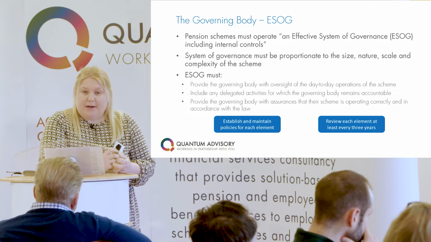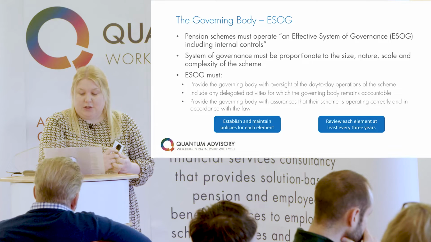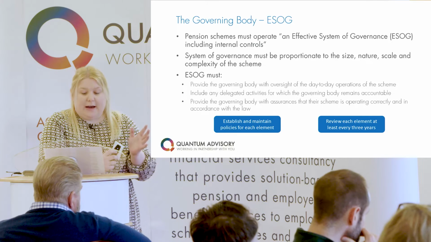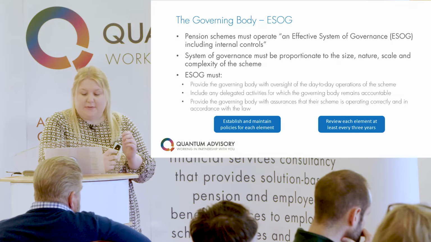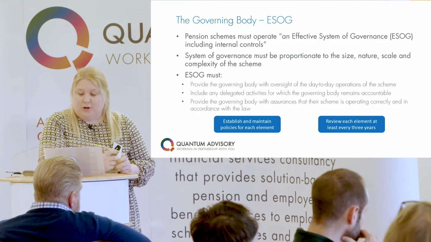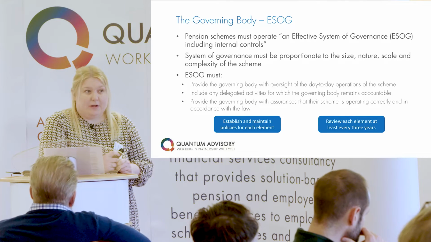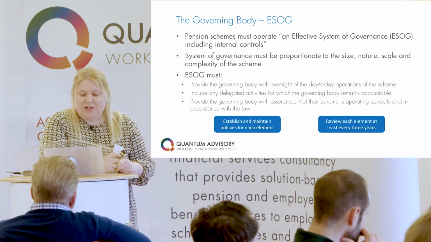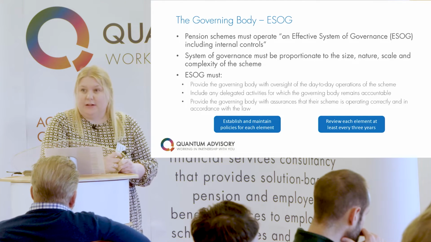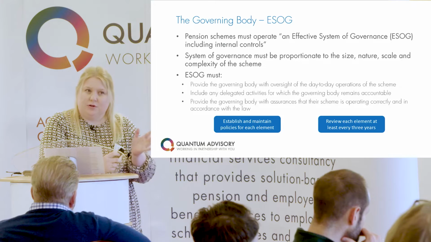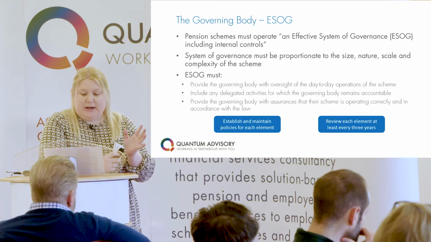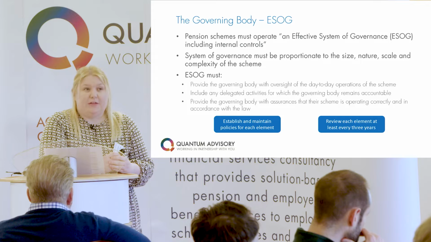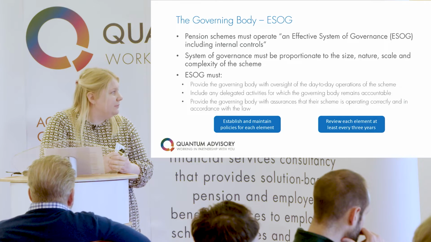An ESOG must have documented processes and procedures that comply with a number of the modules in the new code, covering items under management of activities, organisational structure, investments and member communications. Once an ESOG is established, each element should be reviewed at least every 3 years, or sooner if there is a significant change in the scheme's governance or key risks, to see whether it is functioning as planned.